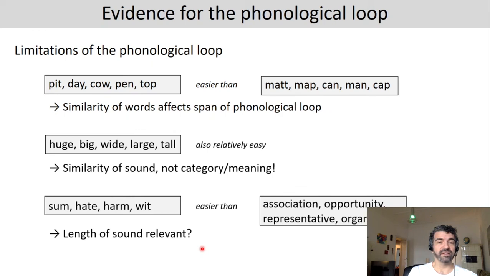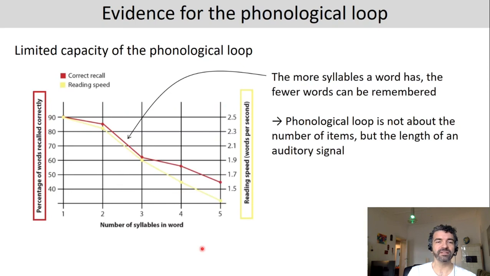Another finding is that some, hate, harm, wit is easier than association, opportunity, representative, organization. So the length of the sound does also seem to be relevant. It's not just the number of words, but the phonological loop really seems to be related to how long a word is, how long it takes to process and repeat the word in your mind. And there's again empirical evidence for exactly that. So the more syllables a word has, the fewer words can actually be remembered.